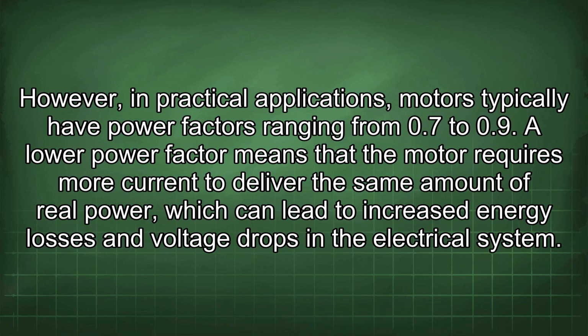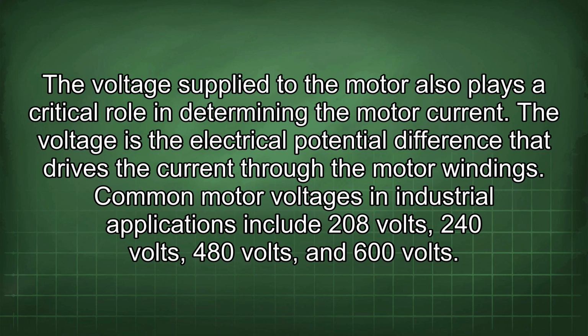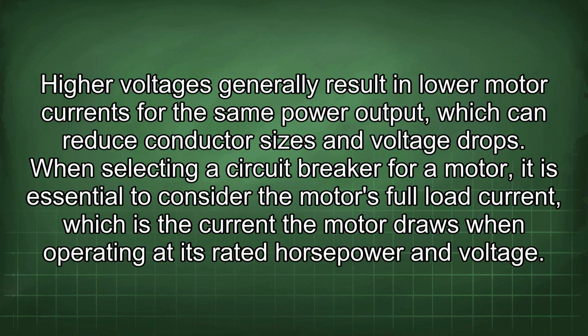A lower power factor means that the motor requires more current to deliver the same amount of real power, which can lead to increased energy losses and voltage drops in the electrical system. The voltage supplied to the motor also plays a critical role in determining the motor current. The voltage is the electrical potential difference that drives the current through the motor windings. Common motor voltages in industrial applications include 208 volts, 240 volts, 480 volts, and 600 volts.